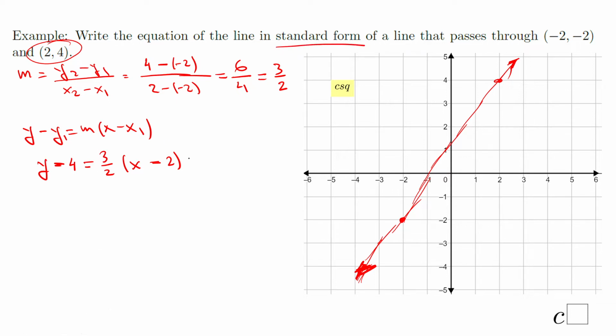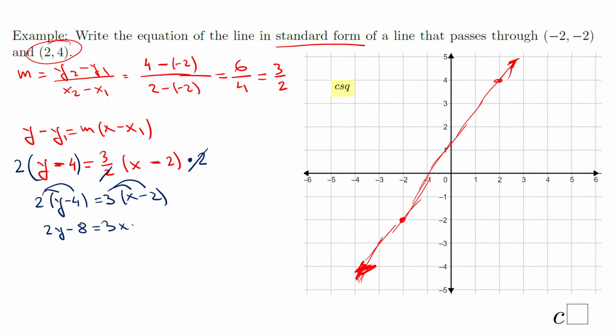And since we need the standard form, my suggestion will be to multiply by 2 now to get rid of these twos. Don't forget to do the same thing on the other side. So we have 2 times the quantity y minus 4 equals 3 times the quantity x minus 2. Distributive property, and we have here 2y minus 8 equals 3x minus 6.